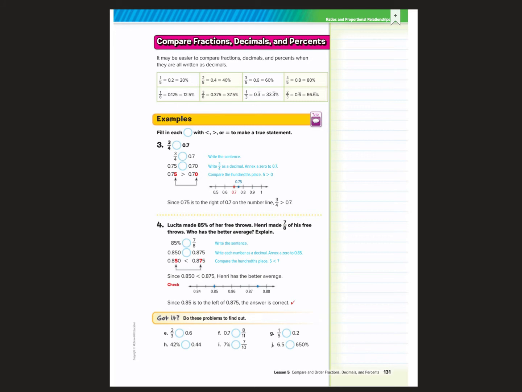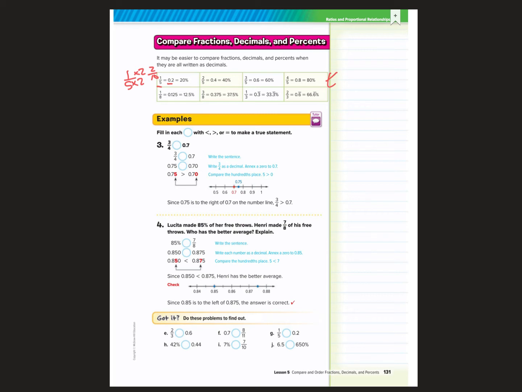Okay, next it says we are going to compare fractions, decimals, and percents. So 1/5 is the same as 2/10, right? 1/5, if I multiply by 2, I'd get 2/10, or 20%, right? Because 2/10, if I multiply that by 10 over 10, I'd get 20 hundredths, which would tell me 20%. So this is just a nice little table to look at and observe things that maybe you didn't know.